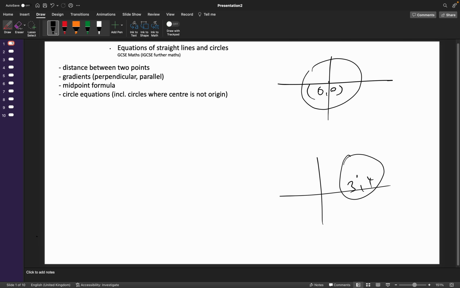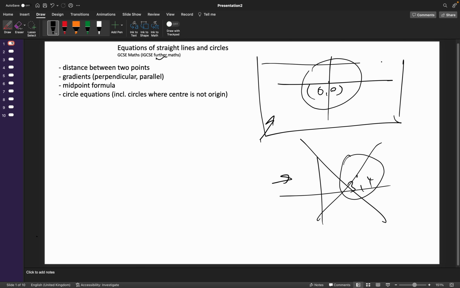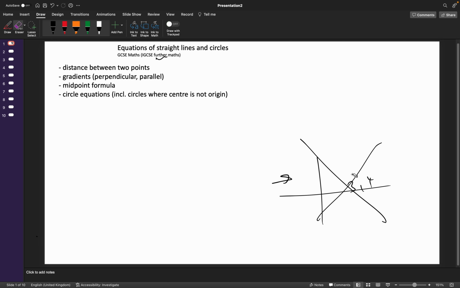And for normal GCSE, you don't need to know this. For IGCSE, you don't need to know circles entirely. But if you do IGCSE Further math, you need to know this as well as this, obviously. Just to summarize that, for GCSE, you only need to know circles that have center origin. For IGCSE, you don't need to know any. And for IGCSE Further math, you need to know both. And none of the equations are provided, so you need to understand how they work, basically.